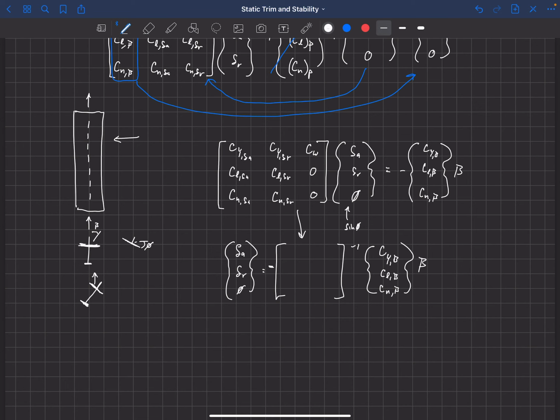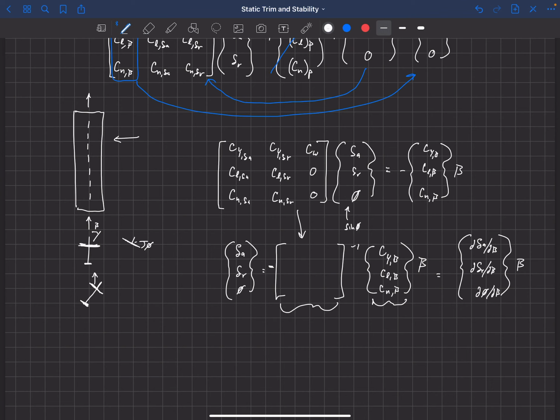We know everything inside of this matrix. We know this vector here. We can multiply those together. First invert the matrix, multiply it together, take the negative of that, and we can write this as the change in delta A with respect to a change in beta, a change in delta R with respect to beta, and a change in phi with respect to beta, all times beta.